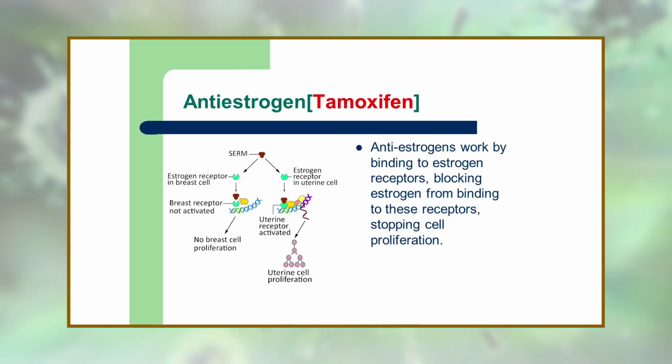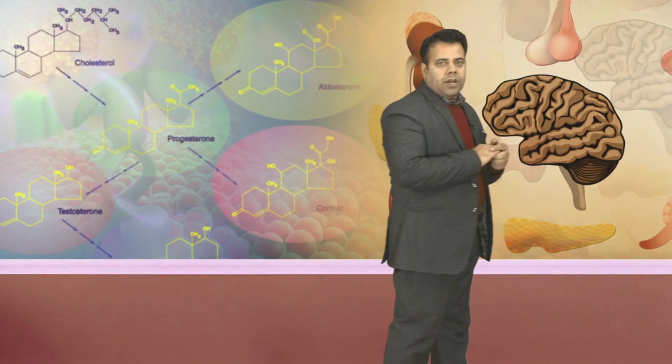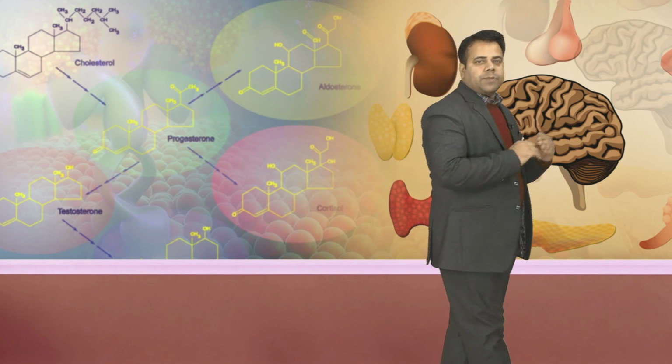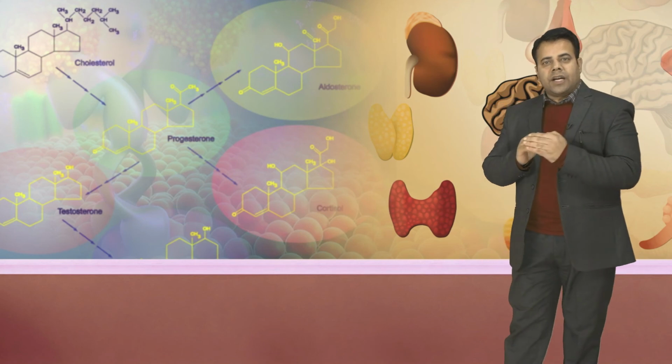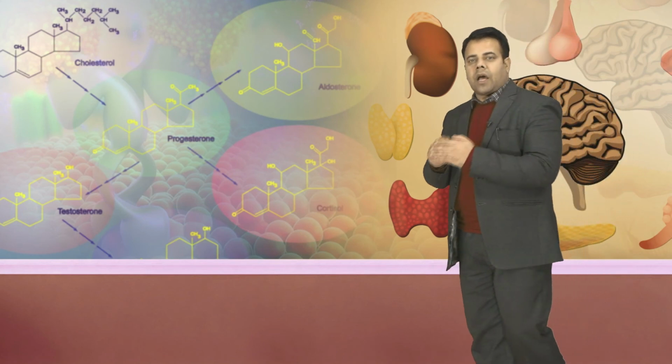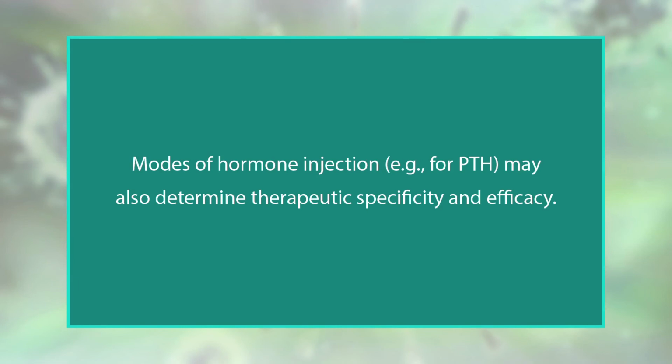Estrogen receptor antagonists like tamoxifen are useful for some patients with breast cancer, and GnRH analogs may downregulate the gonadotropin axis and benefit patients with prostate cancer. Novel formulations of receptor-specific hormone ligands are now being clinically developed, resulting in more selective therapeutic targets. Modes of hormone injection like phenytoin may also determine therapeutic specificity and efficacy.